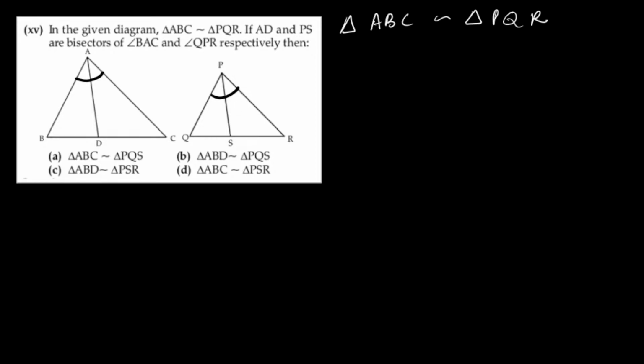So what's the meaning of bisector? What is the meaning of bisector? See, AD is the bisector of angle BAC and PS is the bisector of angle QPR. So the meaning of bisector.